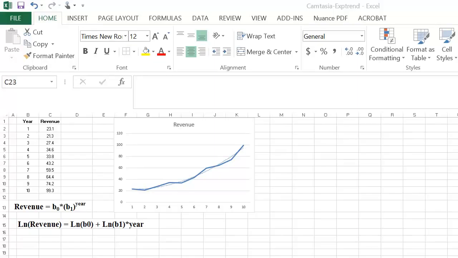Exponential Trend Forecasting, prepared by Professor Amit Tata, School of Business, George Mason University.